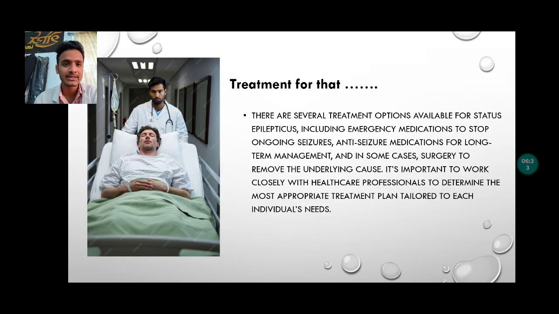Treatment for status epilepticus. There are several treatment options available for status epilepticus, including emergency medications to stop ongoing seizures, anti-seizure medications for long-term treatment, and in some cases, surgery to remove the underlying cause. It's important to work closely with healthcare professionals to determine the most appropriate treatment plan tailored to each individual's need.